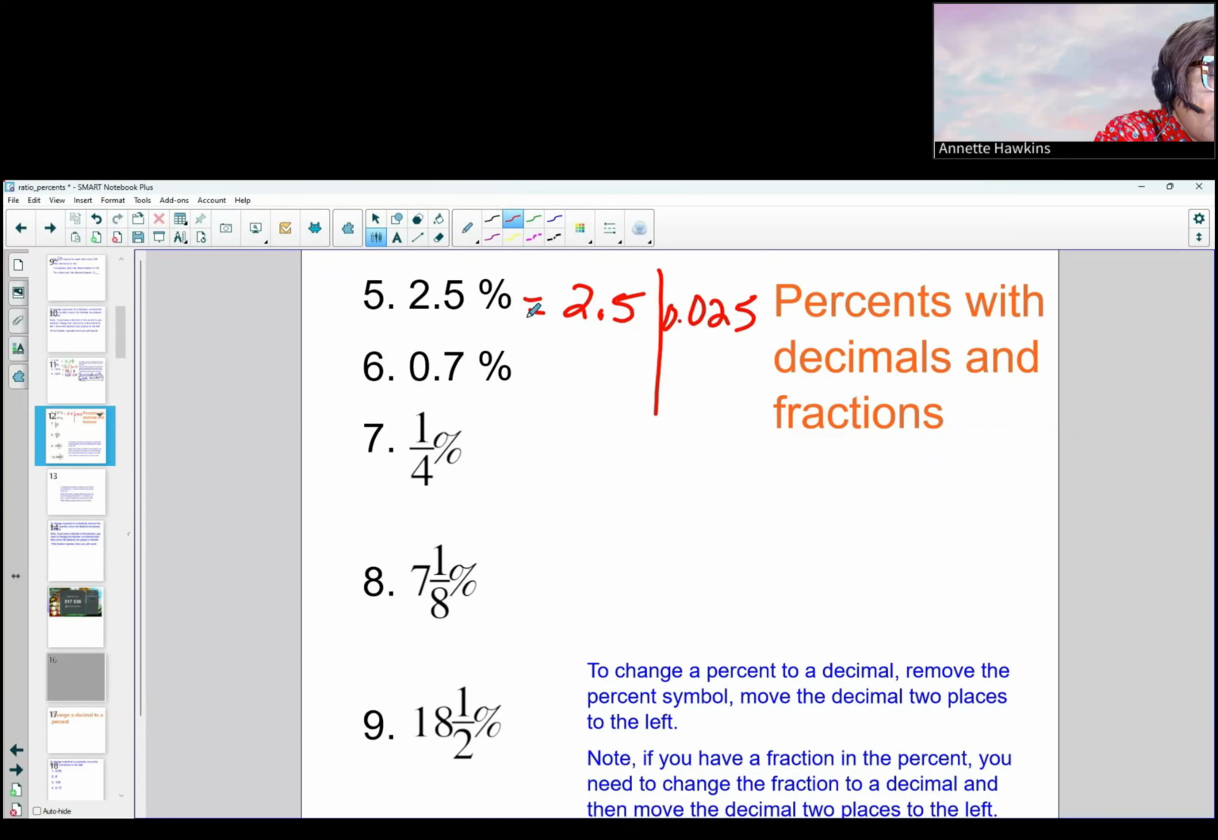0.7%. So let me, because I'm trying to show the steps here. All right, I have to remove the percent symbol. So when I remove the percent symbol, I get 0.7. But now if I remove the percent symbol, I've got to do something to compensate for that. I have to move the decimal 2 places to the left. 1, 2. Now this spot doesn't have a number. It has to have a number. So that's 0.007. So this is the answer for that. Questions about that?